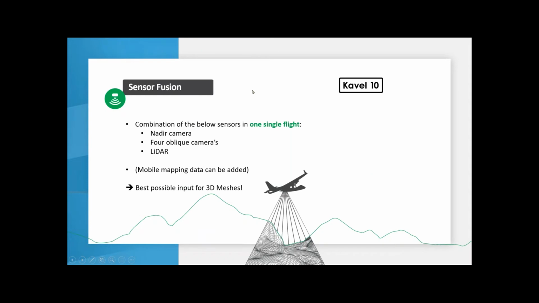As I mentioned before, we combine all sensors, so we call this the sensor fusion technique. What is the benefit of this? Of course, costs. We only have to do one single flight, and you get the best possible input data for your 3D meshes. We have the newest RIEGL LiDAR scanner, so we get a very high point density. With our LiDAR we can also see under trees, and we can improve the mesh model a lot.